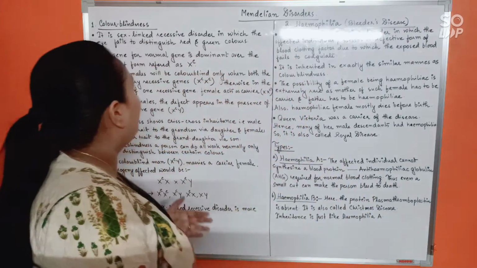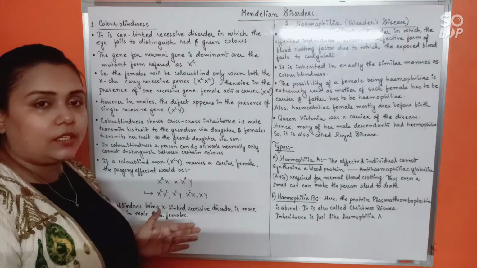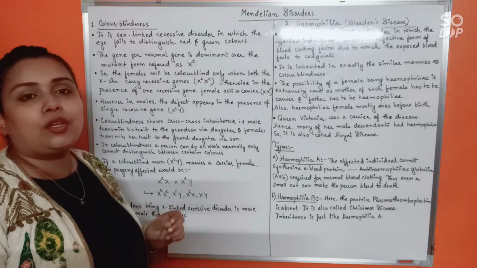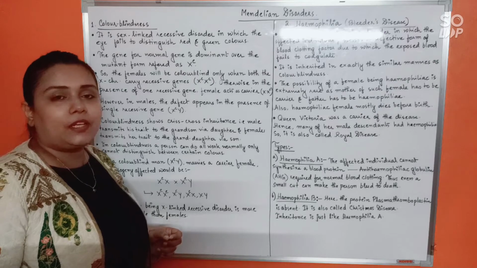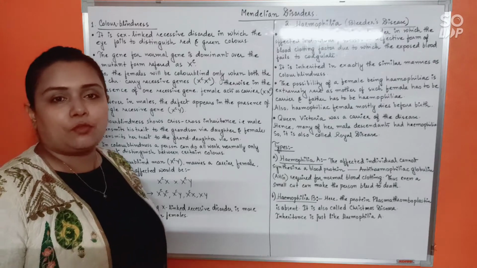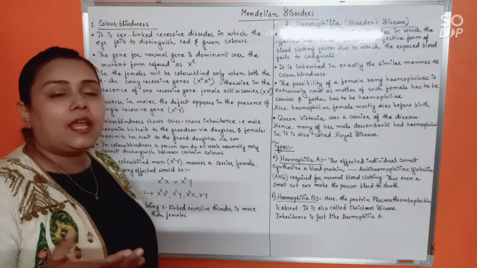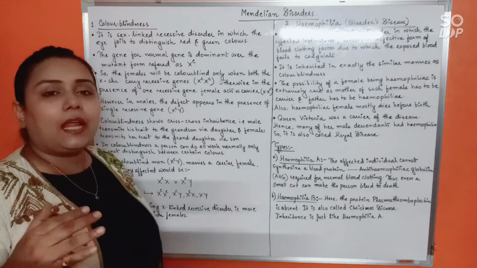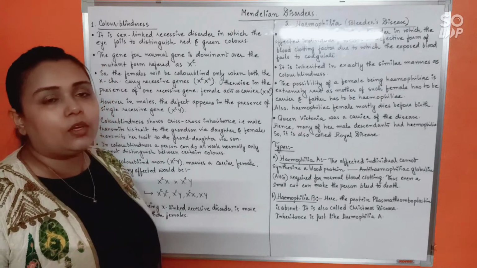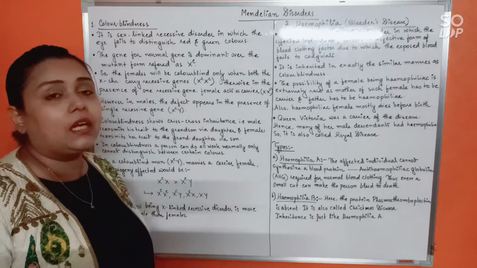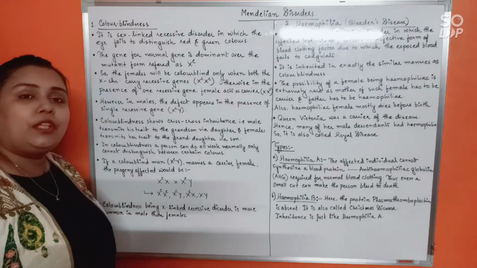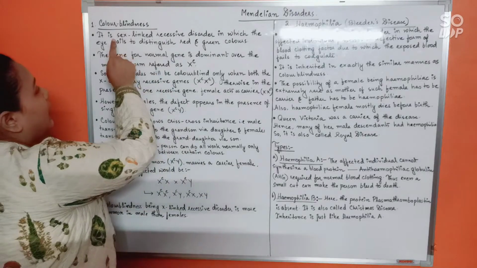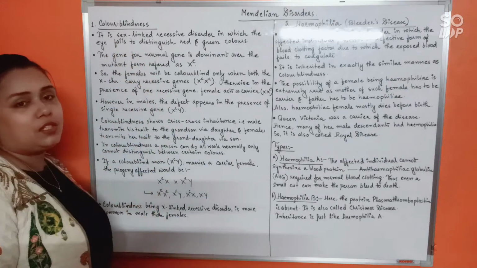Alright, so whenever you start studying a genetic disorder, the first thing that you must know is what kind of genetic disorder it is. Like from pedigree analysis, you know there can be 4 types of genetic disorders: either X-linked dominant or X-linked recessive, likewise autosomal dominant or autosomal recessive, isn't it? So we are going to start with that. Fine. So color blindness is, first thing, a sex-linked recessive disorder.